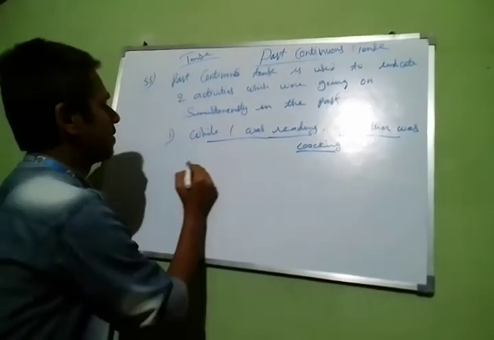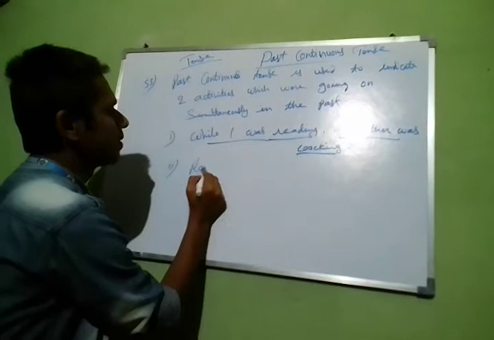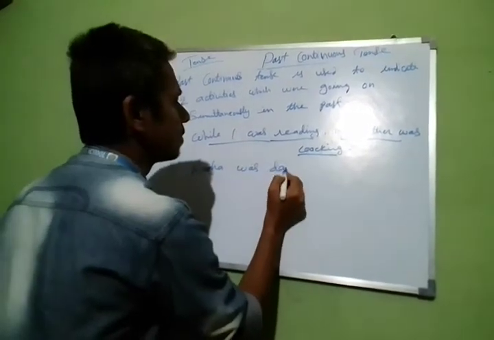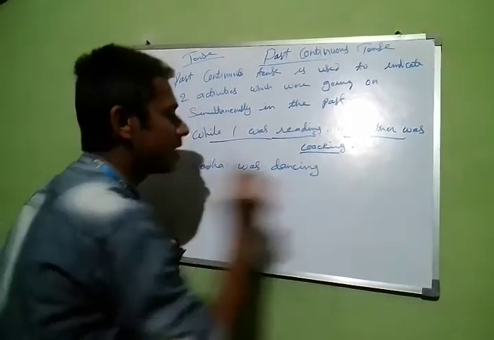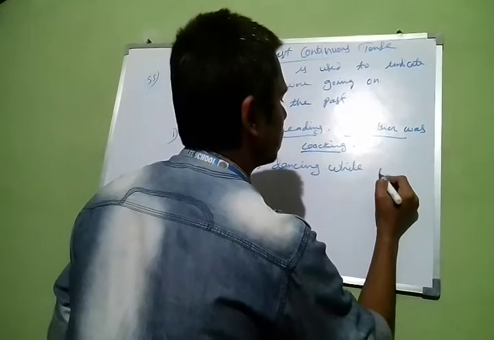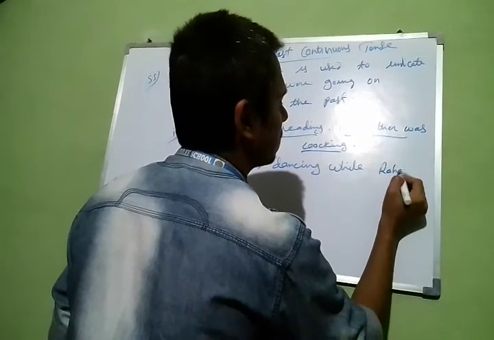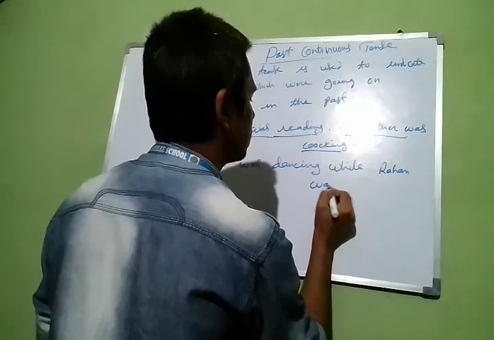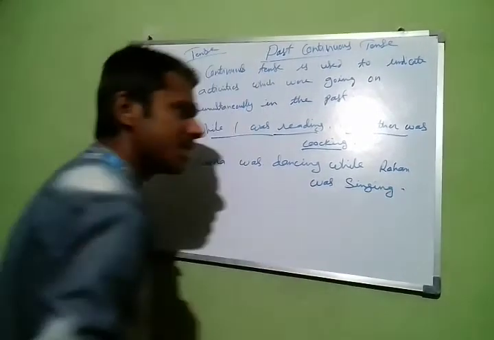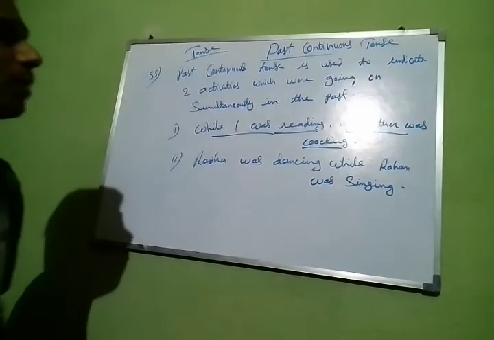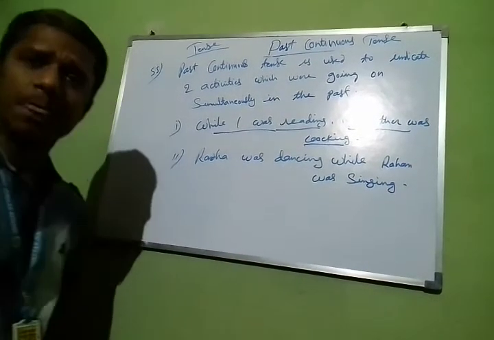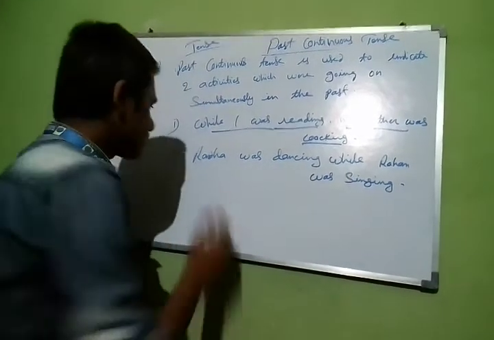Okay, second example is, Radha was dancing while Rohan was singing. Radha was dancing while Rohan was singing. राधा जब नाच रही थी तो रोहन गा रहा था.